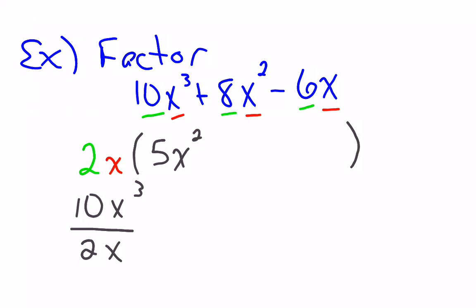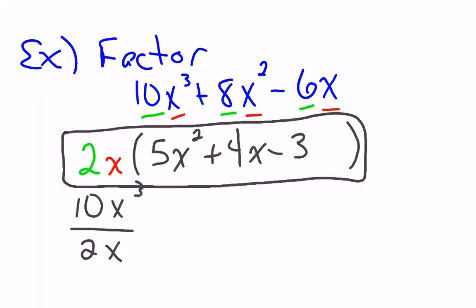Do the same thing with the next one. 8x squared divided by 2x. So 8 divided by 2 is 4. And then x squared divided by x leaves us with 1x. And then 6 divided by 2 is 3. x divided by x is 1. And so this becomes our final answer. 2x times the quantity 5x squared plus 4x minus 3.